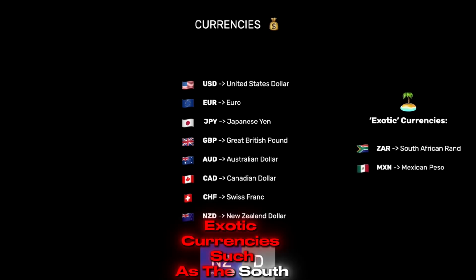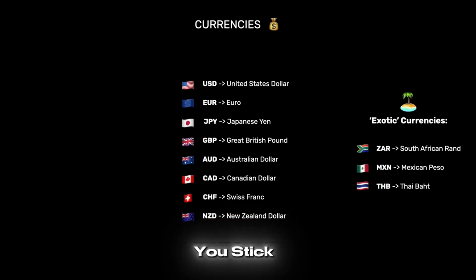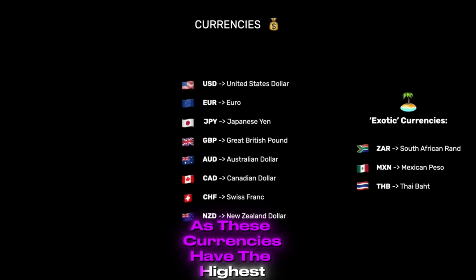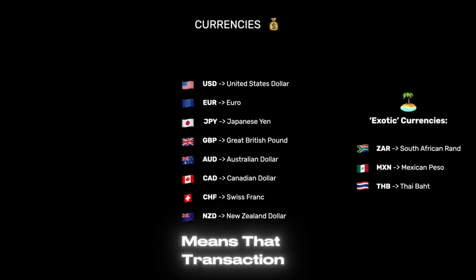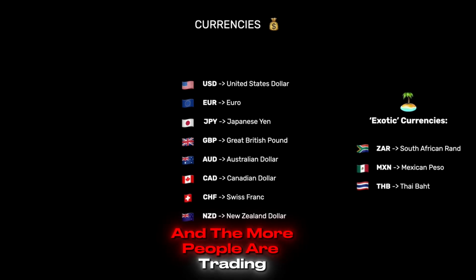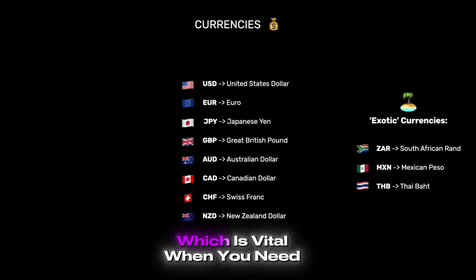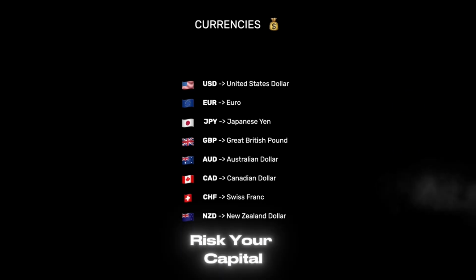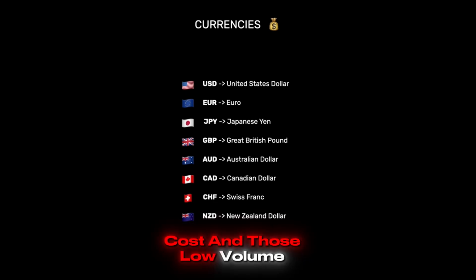So, as a currency trader, you may be presented with the opportunity to trade more obscure, exotic currencies such as the South African rand. Now, I would strongly advise that you stick to the major 8 listed here, as these currencies have the highest trading volume in the FX market, and high volume means that transaction costs are generally lower, and the more people are trading those currencies, leading to higher liquidity, which is vital when you need to exit a trade. There is simply no need to risk your capital taking a position on those high cost and low volume exotic pairs.